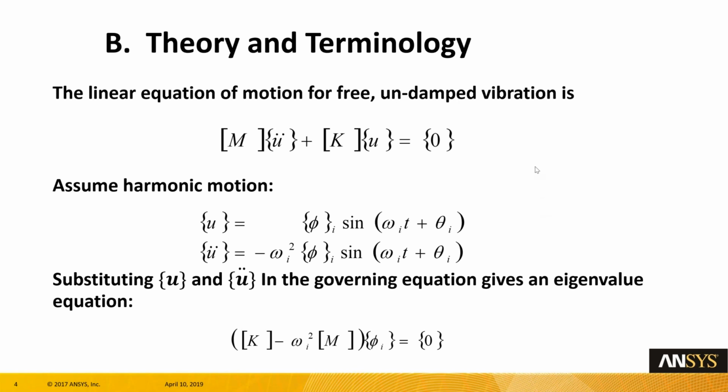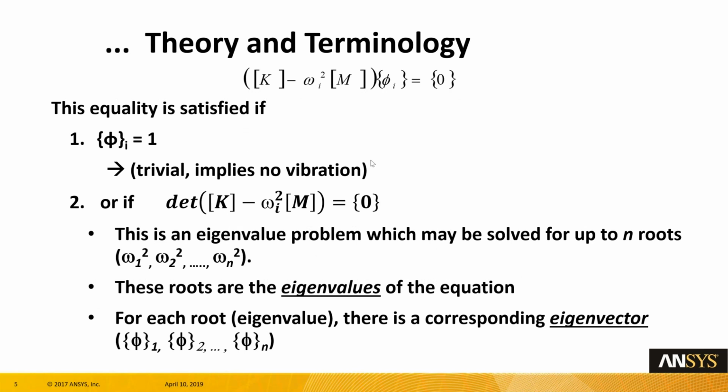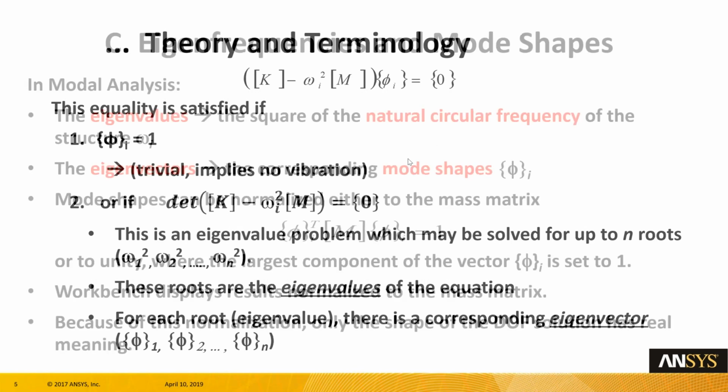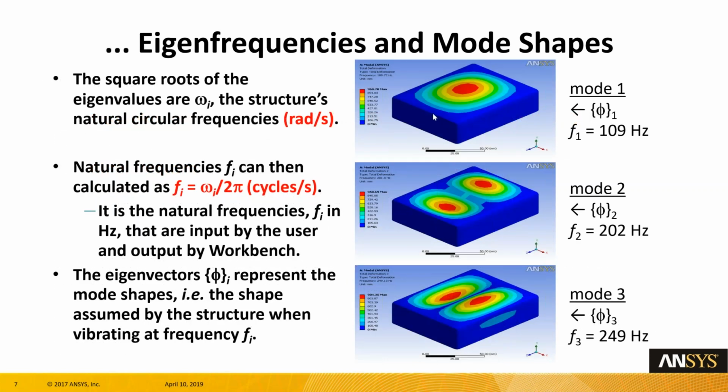That's where that famous natural frequency comes from. Natural frequency is equal to the square root of k over m. So the solution of this is going to give us the eigenvalues and the mode shapes, and then in ANSYS, we are going to see, in this example here, it's going to say, okay, mode 1 is this, and the natural frequency for mode 1 is 109 Hertz, for example.